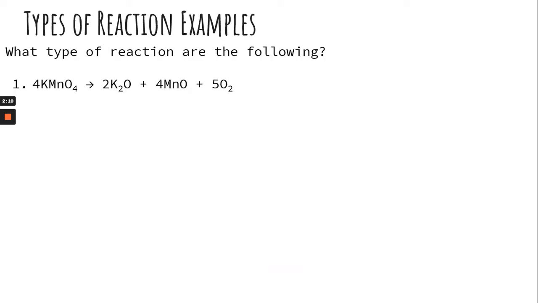So if we look at our first example here, what type of reaction would this be? I want to key into the fact that there is one substance on the left side of the arrow, so there's one reactant. And when we have one reactant, it's a decomposition reaction.